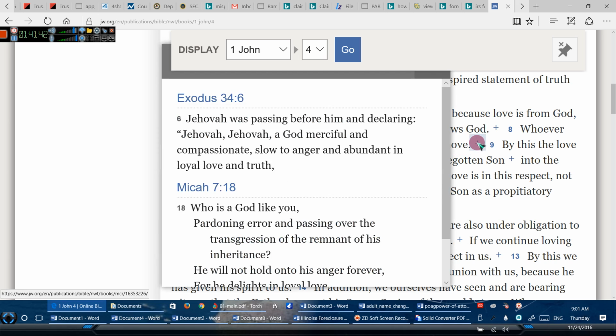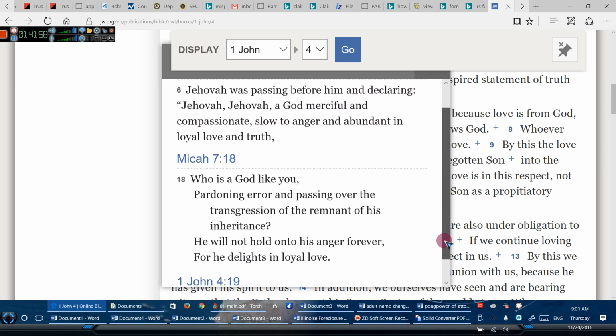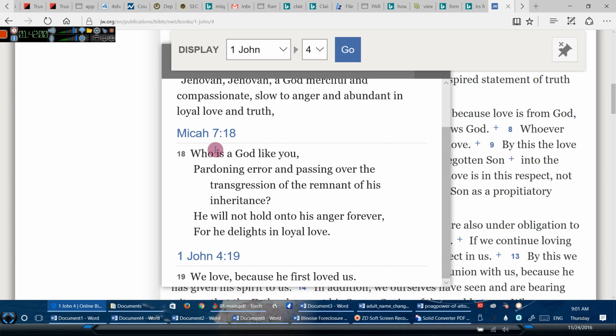Let's look at the reference. Remember, that's what this is here for. This is the reference bar, letting us see the other scriptures that are associated with that. Jehovah was passing before him, declaring, Jehovah, Jehovah, God, merciful, compassionate, slow to anger, and abundant in loving kindness and truth. That was when Moses asked him to show himself to him.